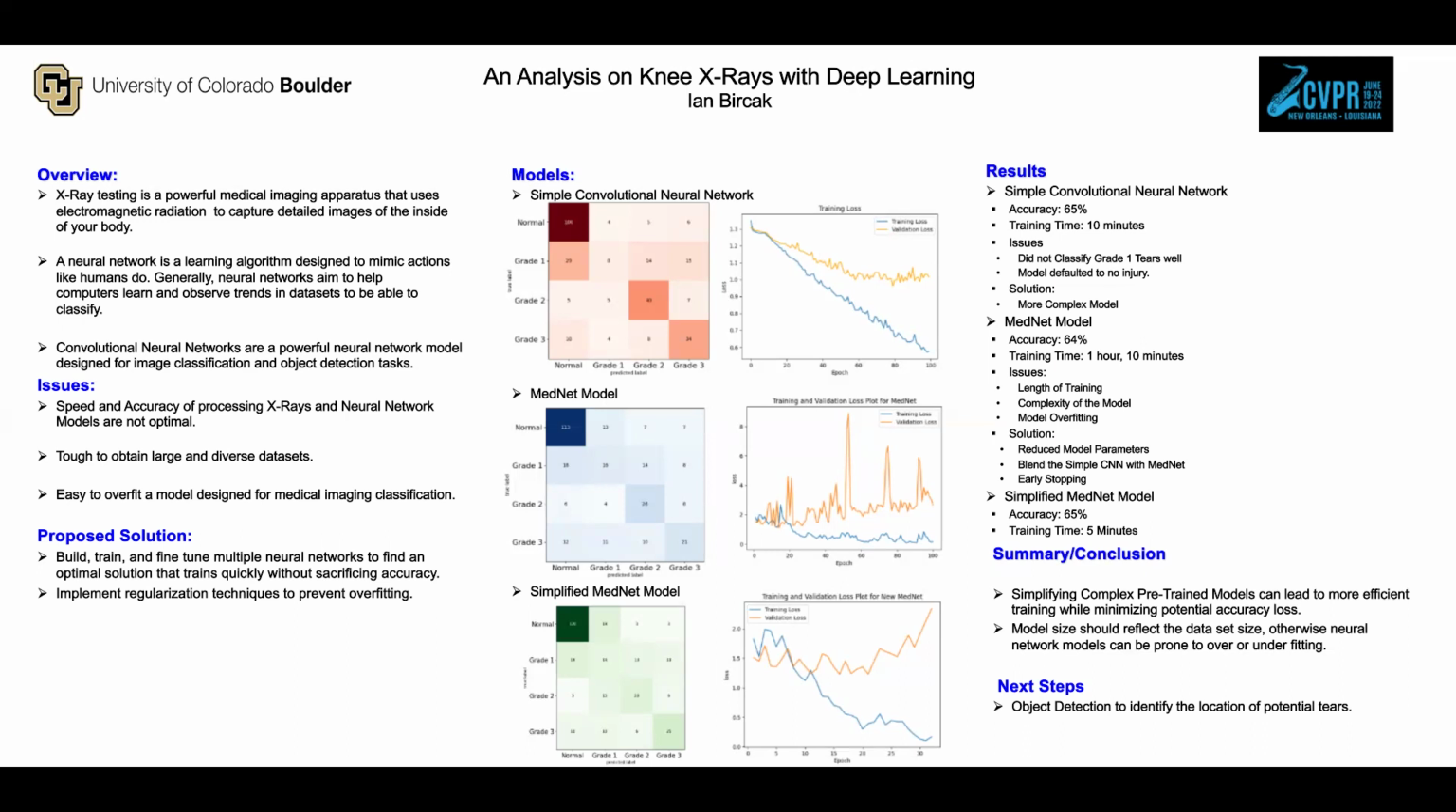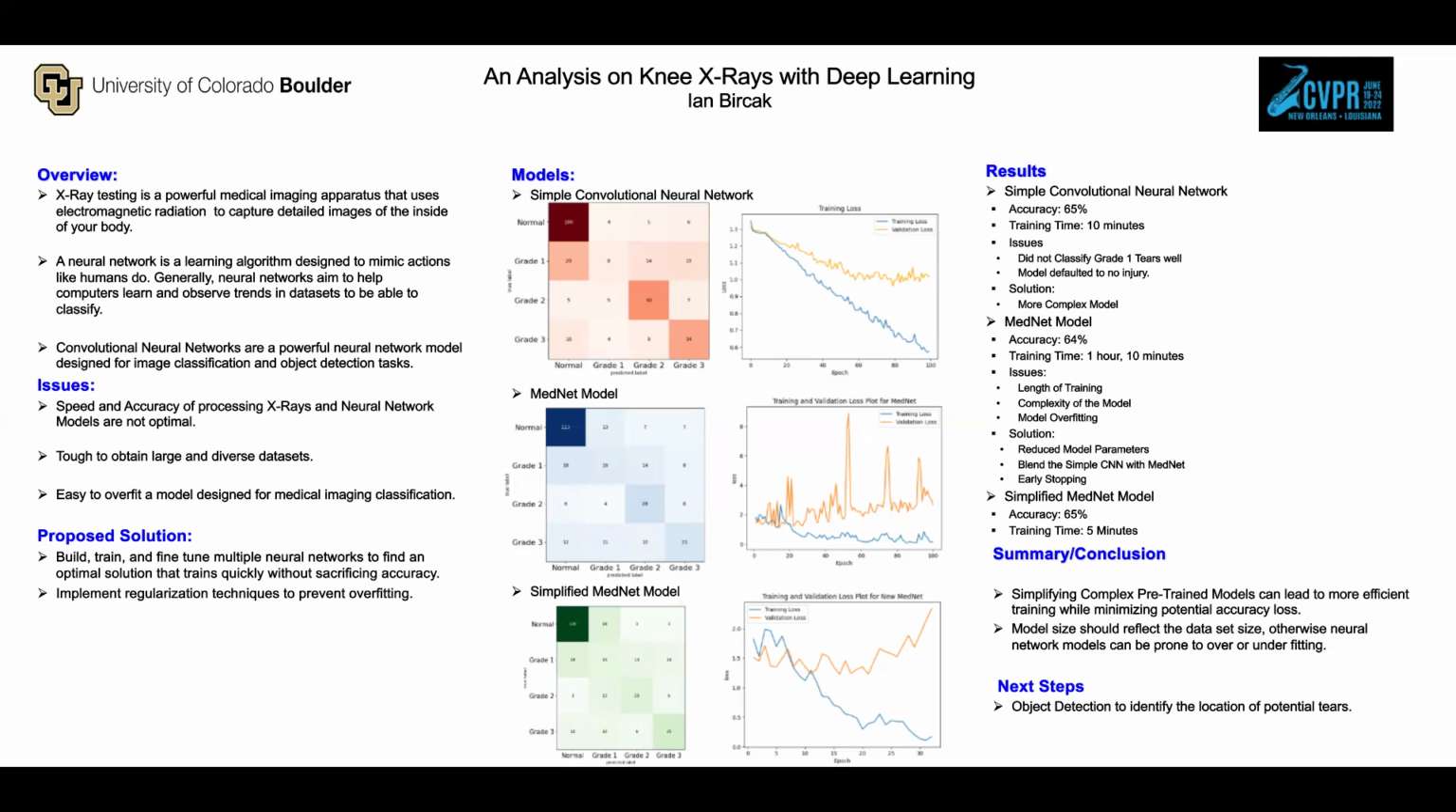However, there were issues with the simple convolutional neural network, mainly in its inability to classify grade 1 tears and its tendency to default to no injury or the normal label. So it was still a good accuracy of 65% and a good training time of 10 minutes. However, this model can be improved.